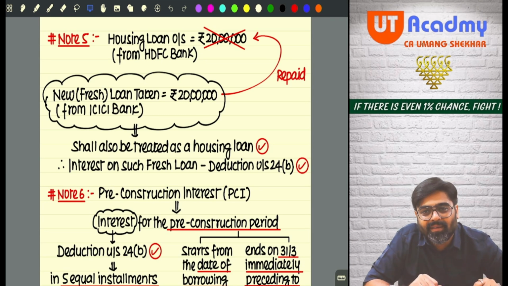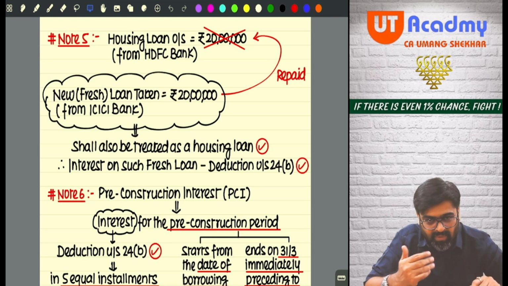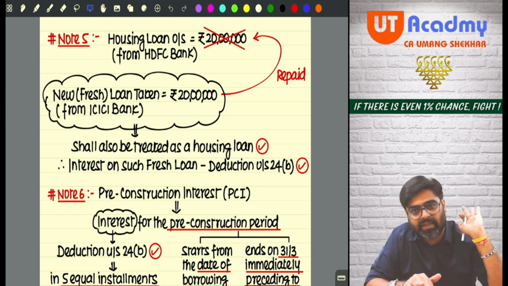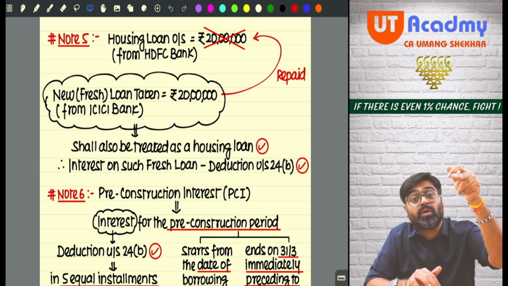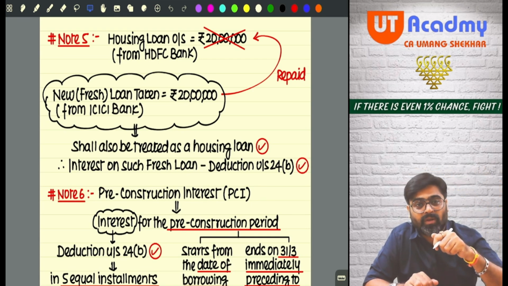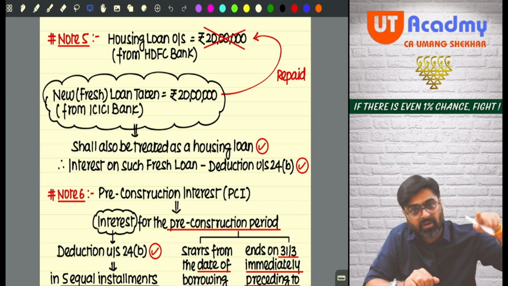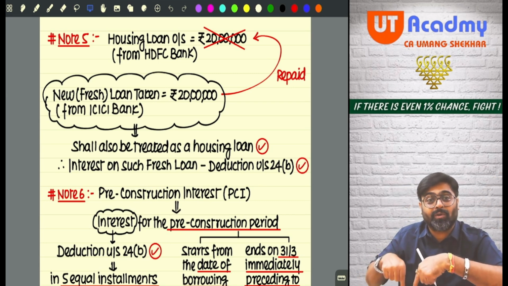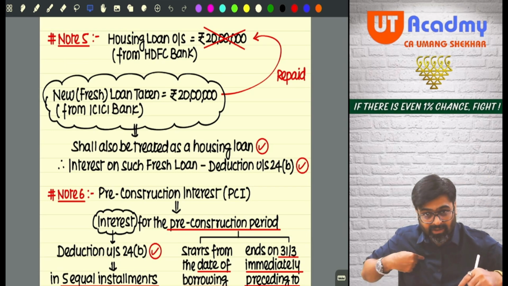Now your housing loan is shifted from HDFC Bank to ICICI Bank. Getting my point? ICICI Bank is not going to give you money in your hands. ICICI Bank will directly pay the 20 lakhs to HDFC and tell HDFC, now don't ask any money from this fellow, because on his behalf, whatever loan he had taken, we are paying you. Now he is my customer. He is going to give interest on this 20 lakh to us.